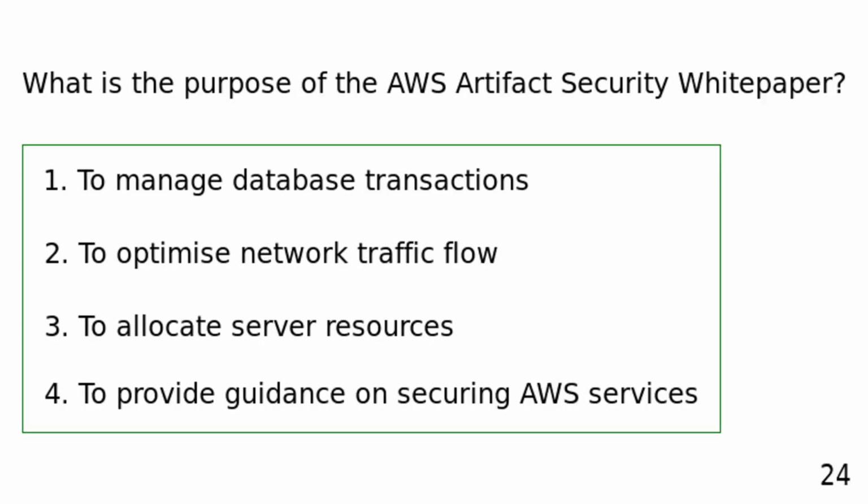What is the purpose of the AWS Artifact Security White Paper? To manage database transactions. To optimize network traffic flow. To allocate server resources. To provide guidance on securing AWS services.